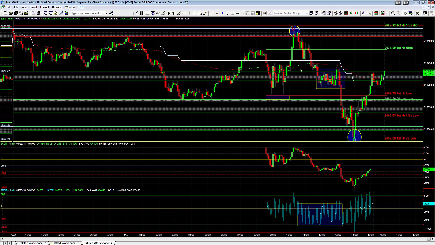It's not really going to support that rule of buys above and sells below. So on two-sided sessions, the VWAP is better used as a target, if anything, rather than an entry point.